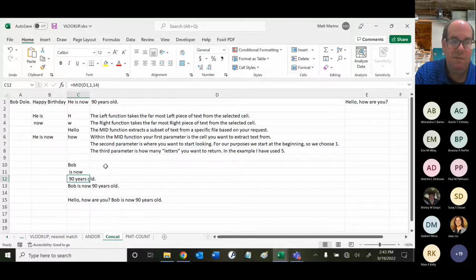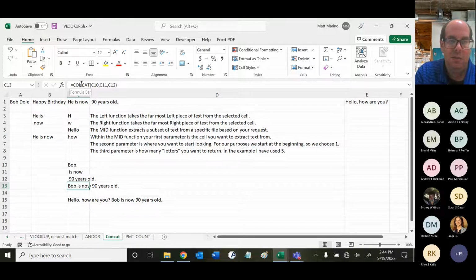And here we have the mid function using D1. Technically, you could have also used the left function there. Done the same thing. But I just wanted to show you again how to use the mid function. And then here is the other way you can use the concatenate formula.